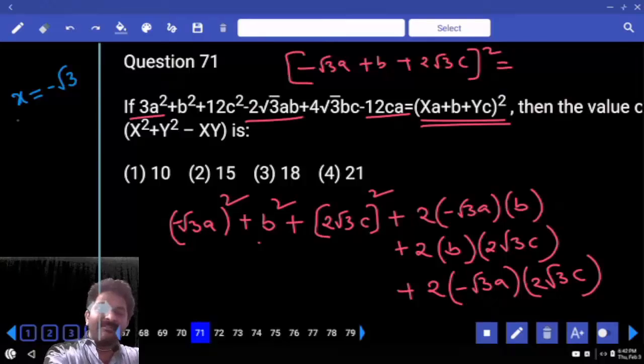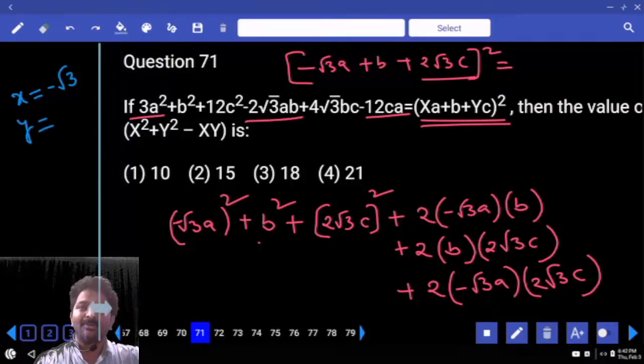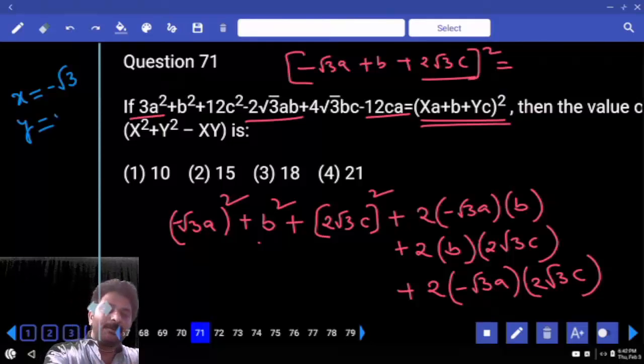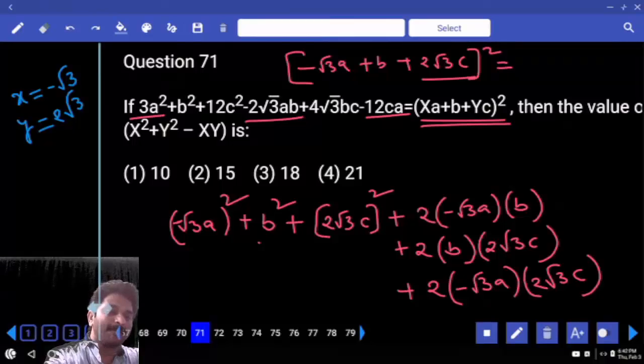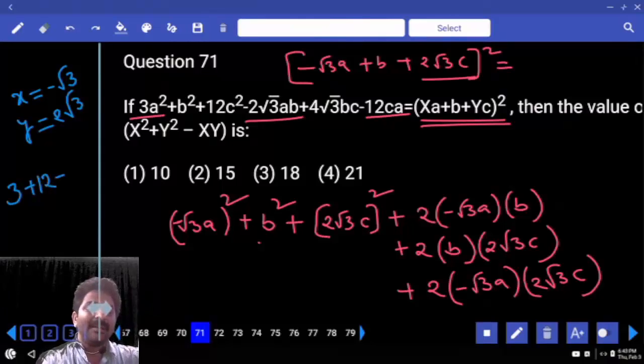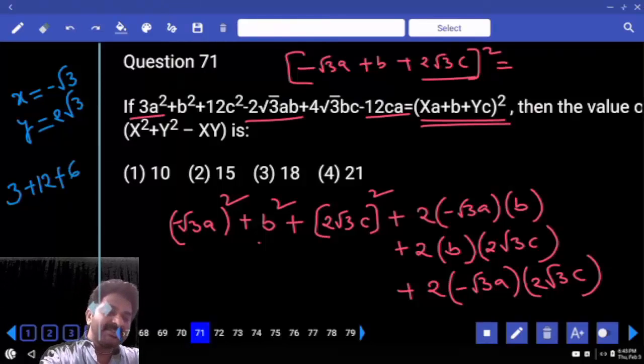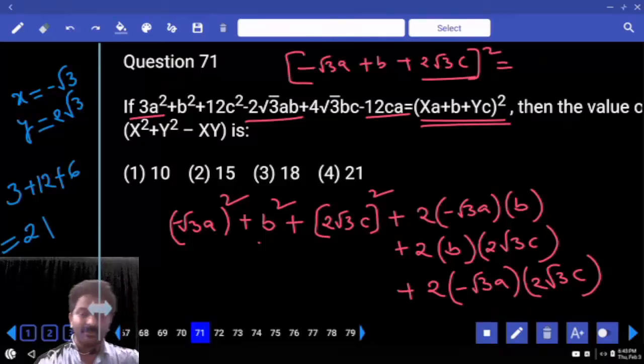Then what is y value? 2 root 3 into c is equal to y into c. Then y is equal to 2 root 3. అడిగిన క్వశ్చన్ ఏంటి? x square plus y square minus xy. x square minus root 3 whole square 3. Y square 2 root 3 whole square 12 minus x into y, minus of minus plus x into y, root 3 into root 3 3, 3 into 2 6. How much is your answer? 21. Fourth option.